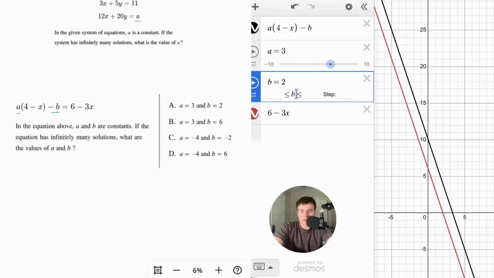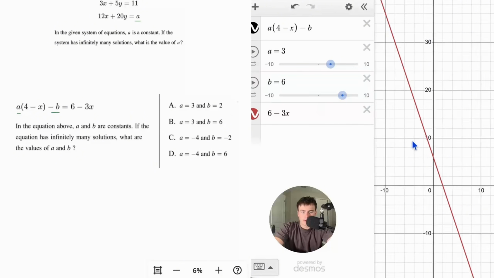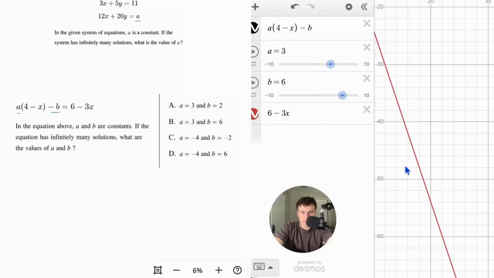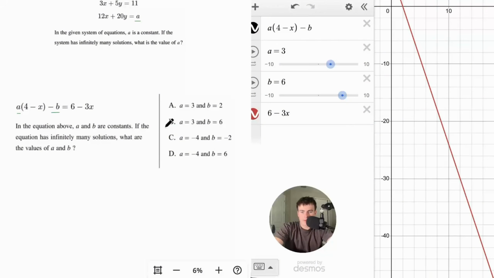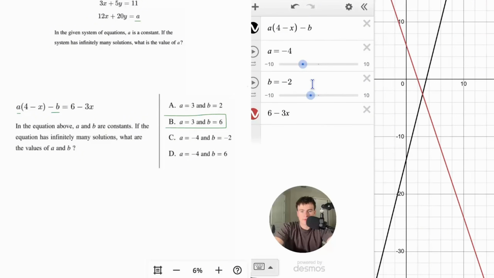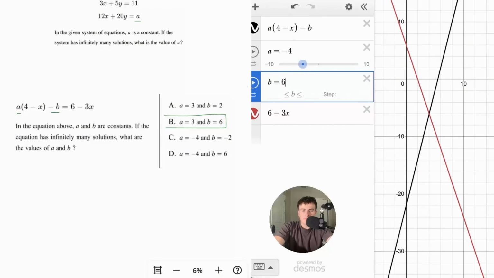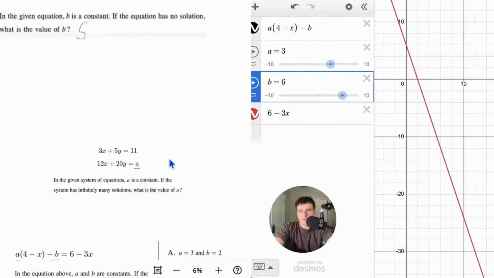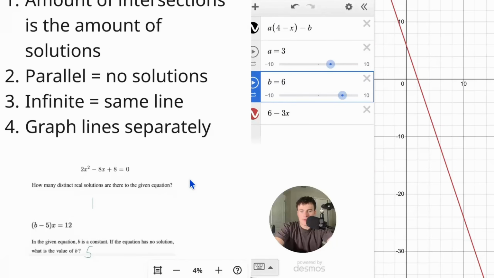Next one, A is 3, B is 6. Let me see here. These look pretty infinite to me because they're fully overlapping. So the answer is B immediately. You just put the answer, get it right. But you can check the other stuff as well. So no, that's one solution. There's one as well. So the answer is going to be B. Why? Because they fully overlap each other. Therefore, it is infinite.